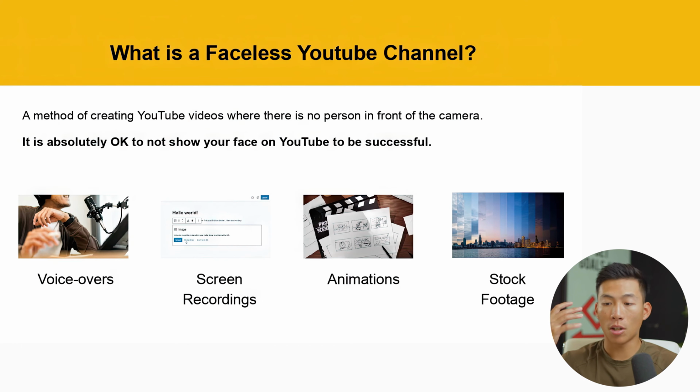And once you learn about all the different systems and processes, and also building out a team, then you can really automate your entire channel. So there are many different types of faceless YouTube channels. The most common things that people are using within these channels is gonna be voiceovers, screen recordings, animations, and stock footage. We'll get more into that later on in this video.